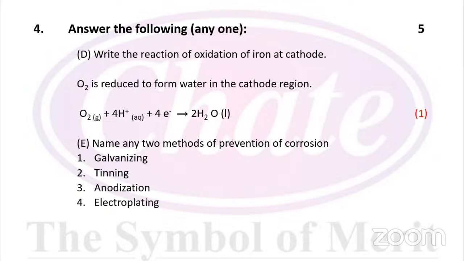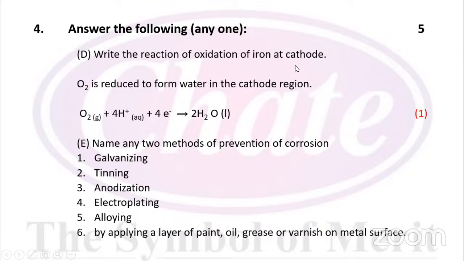Then electroplating, putting a layer of a more reactive substance on a surface. Then in the fifth place, there is alloying. Alloying is nothing but a homogeneous mixture of 2 or more metals to form an alloy. And the last one is applying a layer of paint, oil, grease, or varnish on the metal surface. That is also one of the methods of prevention of corrosion, but it is a temporary solution as compared to the first 5. So these are the methods you can write about prevention of corrosion.